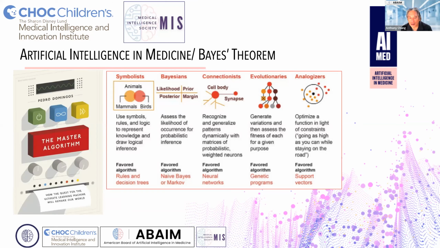And he does a really good job talking about the Bayesians and how they're based on probabilistic inferences. And we know about naive Bayes as a classifier. He talks about the Markovian process or hidden Markov model as another way to demonstrate the Bayesian philosophy. And then the evolutionaries, analogizers, and symbolists also have their place in data science in general.